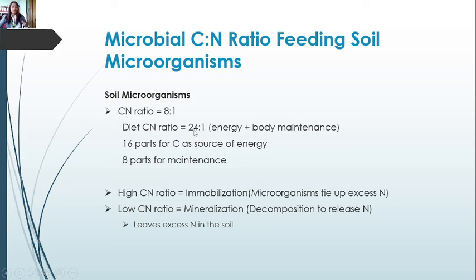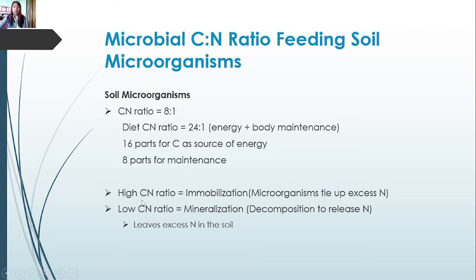So, with this 24:1, 16 parts of the carbon is the source of energy for microorganisms. And then the 8 parts of carbon is the necessity, this is the part that the microorganism needs for body maintenance. Okay, so it has to maintain the 24:1 CN ratio diet of the microorganisms.